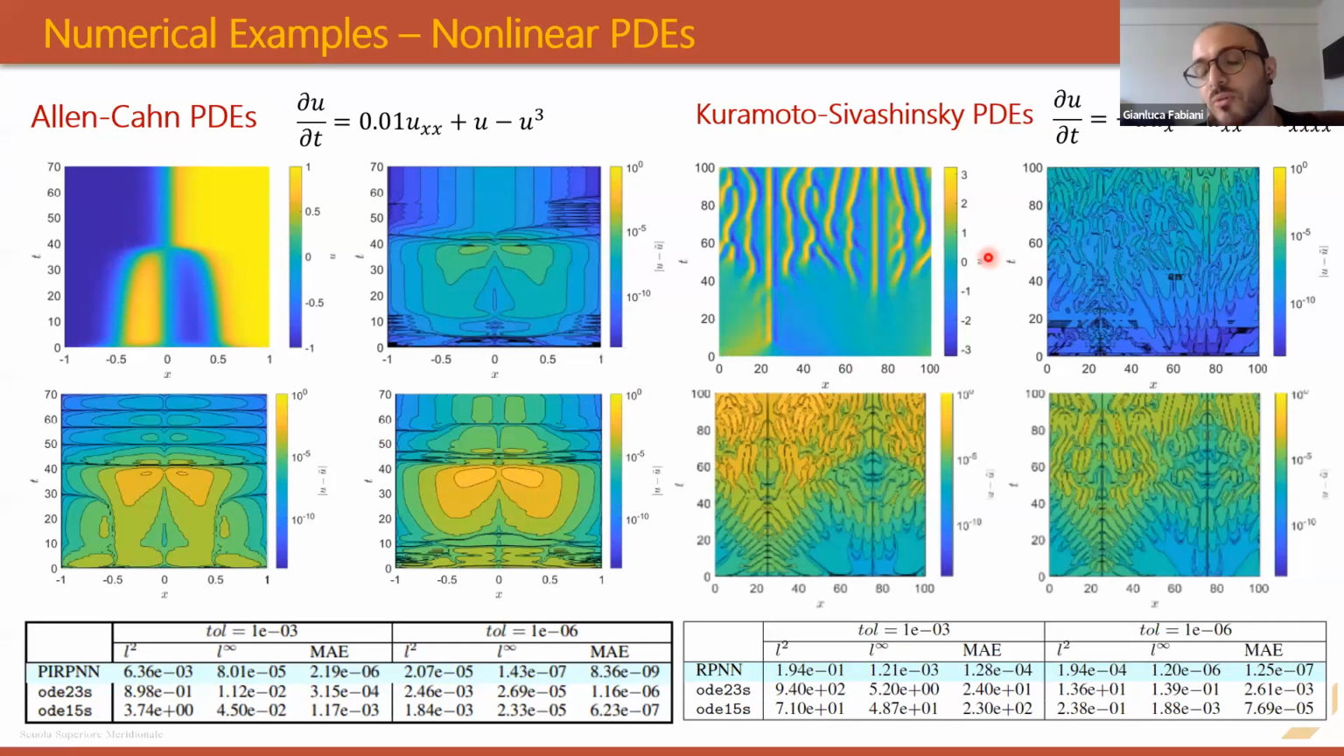We did the same comparison also for the Kuramoto-Sivashinsky PDE problem, where we have a chaotic regime. These are again the solutions for 10 to the power minus 6, and this is the random projection solution. We can get a low error, and indeed also in the table you can see that we are outperforming the other two schemes.